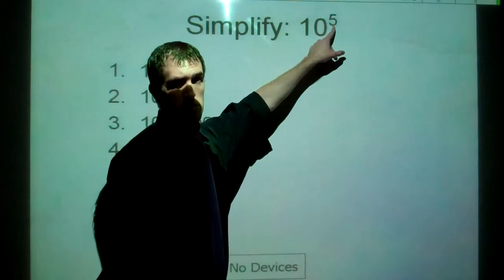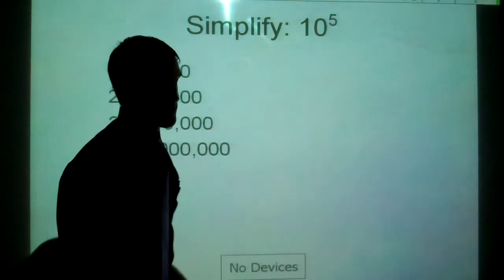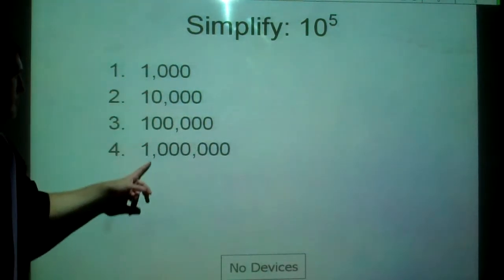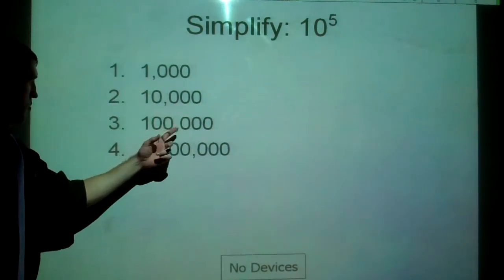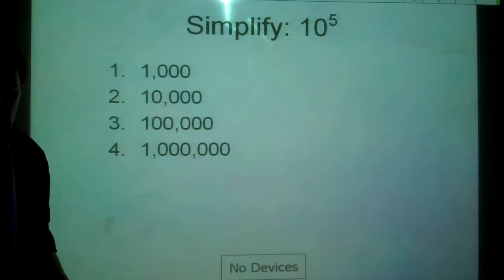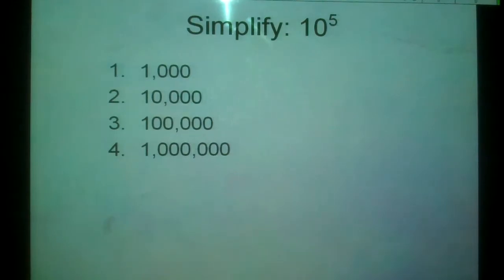This 5 tells us how many zeros we're going to have behind our 1. So, which one of these has 5 zeros? Well, 1, 2, 3, 4, 5. Should be 100,000 there. Number 3. Smiley face agrees. Alright. So that's the shortcut there when you go by tens.